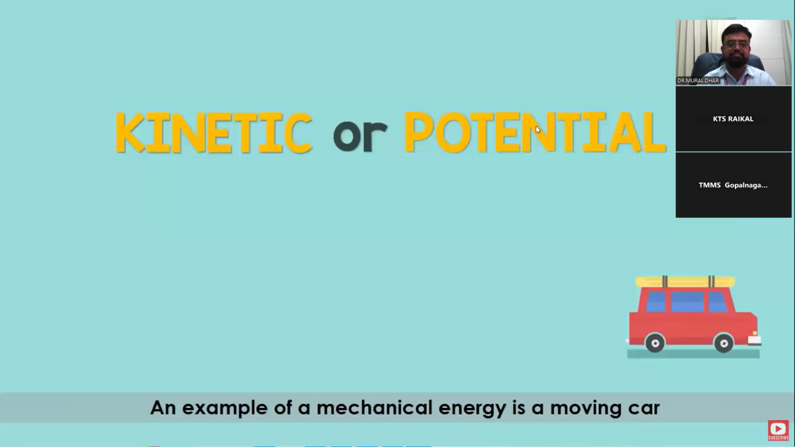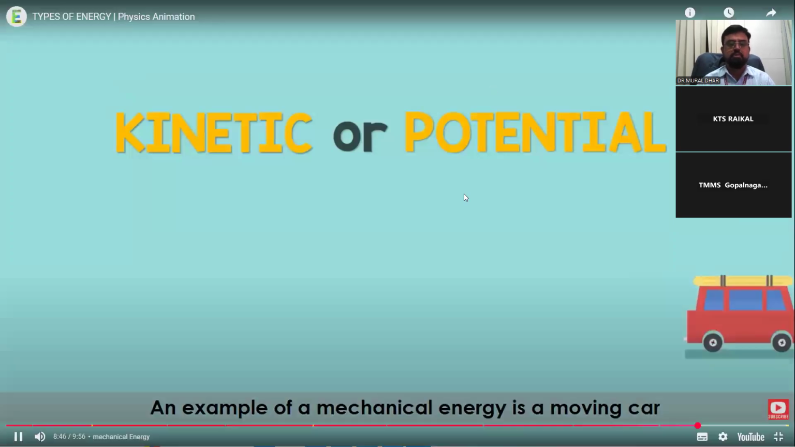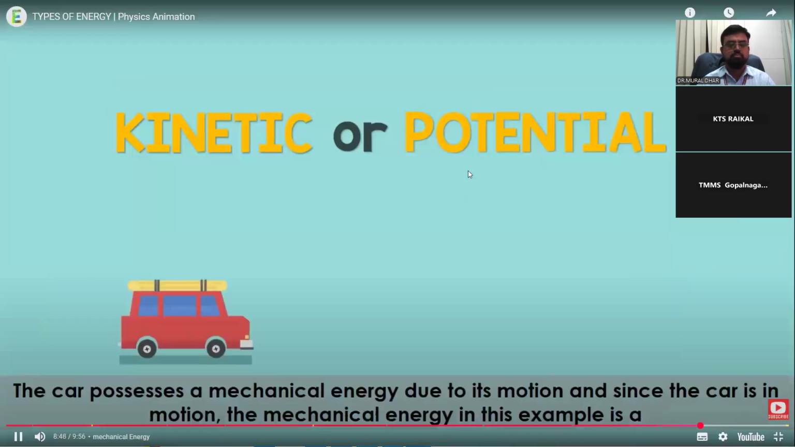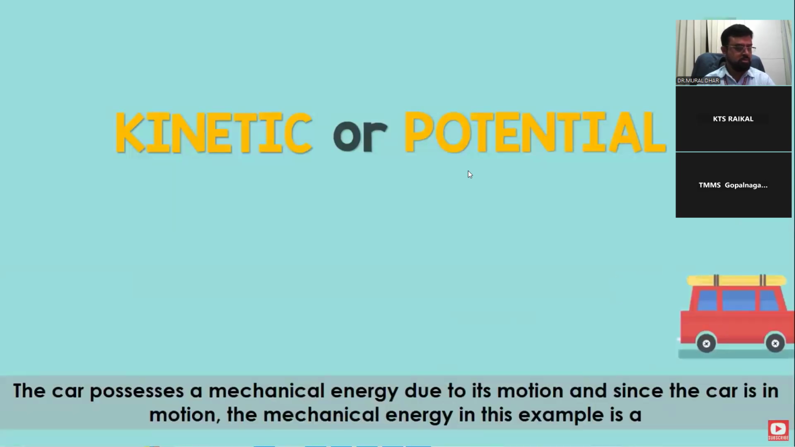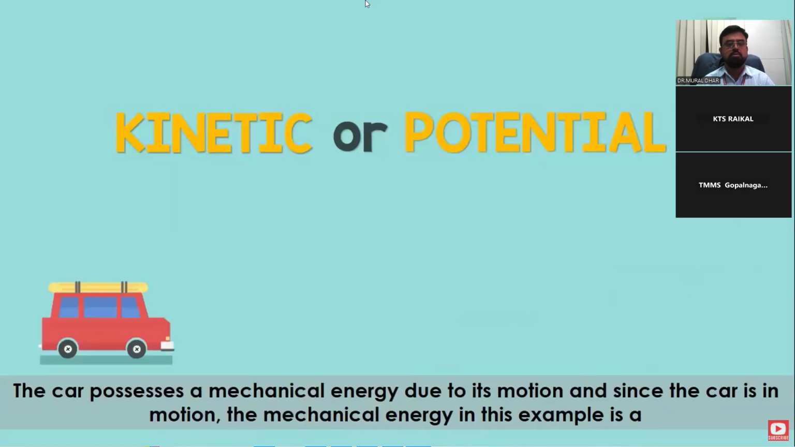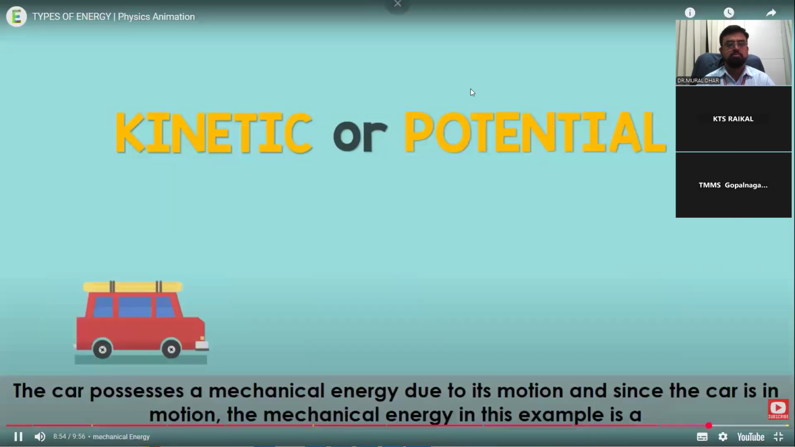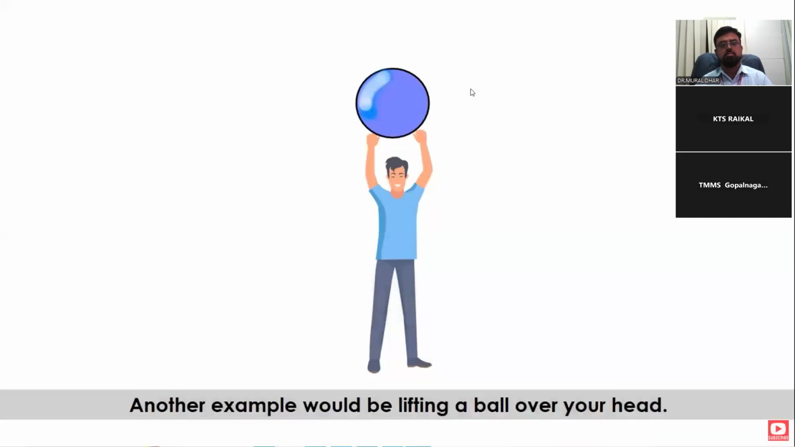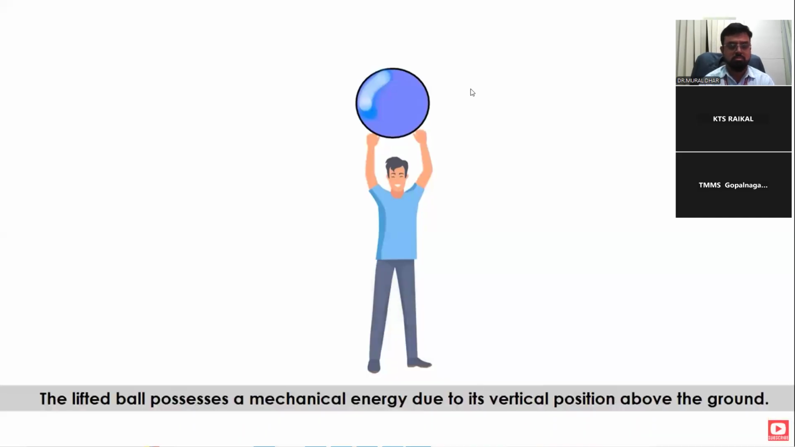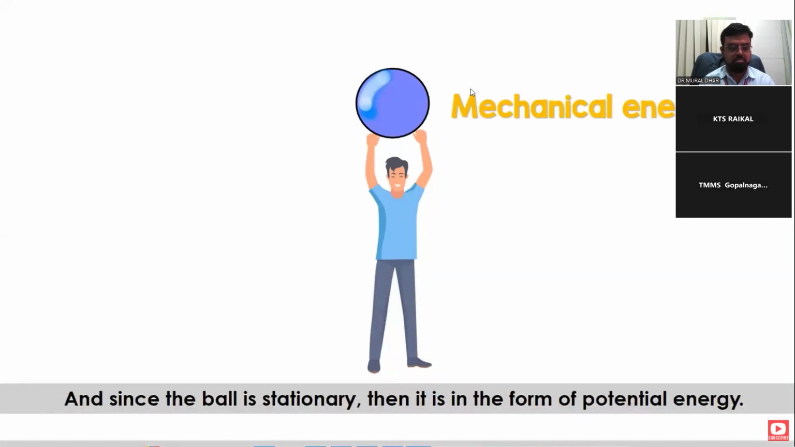An example of a mechanical energy is a moving car. The car possesses a mechanical energy due to its motion, and since the car is in motion, the mechanical energy in this example is a kinetic energy. Another example would be lifting a ball over your head. The lifted ball possesses a mechanical energy due to its vertical position above the ground. And since the ball is stationary, then it is in the form of potential energy.